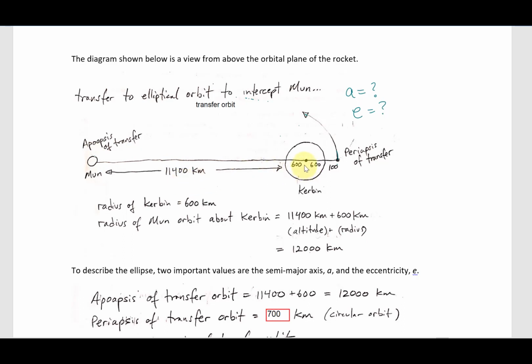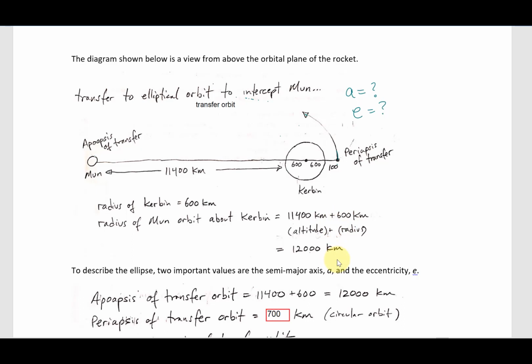Its total distance is 12,000 kilometers from the center of its orbit, from the center of Kerbin. So the Mun orbits around in a big circle, 12,000 kilometers from the center of Kerbin, or 11,400 from the surface of Kerbin. So the radius of Kerbin is 600 kilometers. The radius of the Mun orbit is that 11,400 plus 600. That gives us this 12,000 kilometer radius of the circular orbit of the Mun.